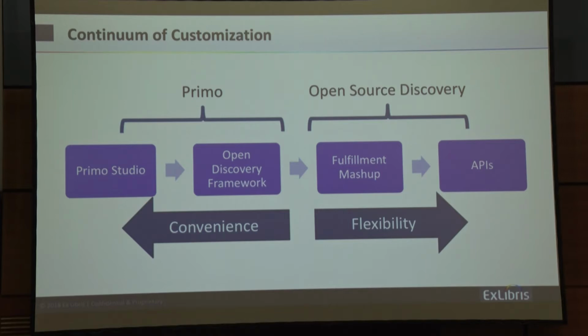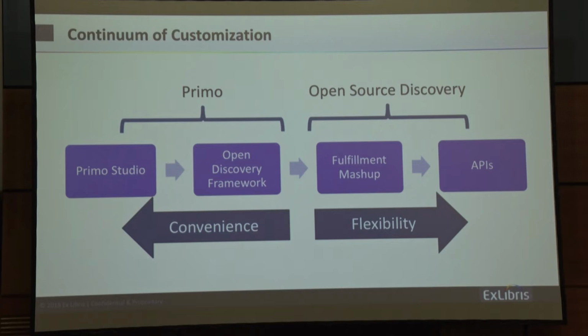Now if I want to do some additional work and customize it even more, I can use the Open Discovery Framework to build my own add-ons in the Primo world, right? So I can build pieces of functionality. I can combine these two talks, the first talk, and I can build a linked data widget, and then I can use the Open Discovery Framework to put that linked data widget into my Primo environment. And then I can share that widget with others so that people can use the Primo Studio to install it. And all that makes a lot of sense, right?